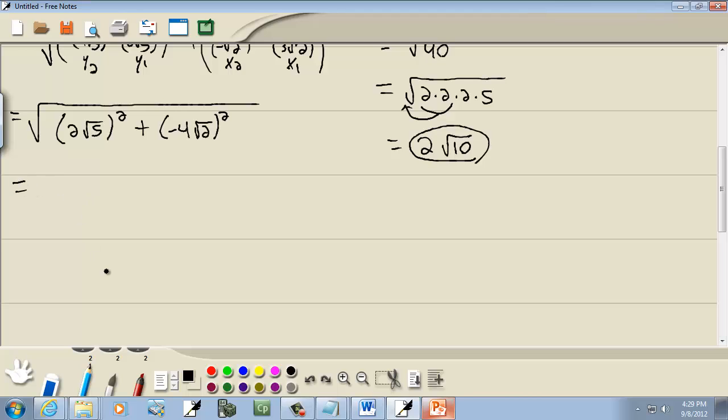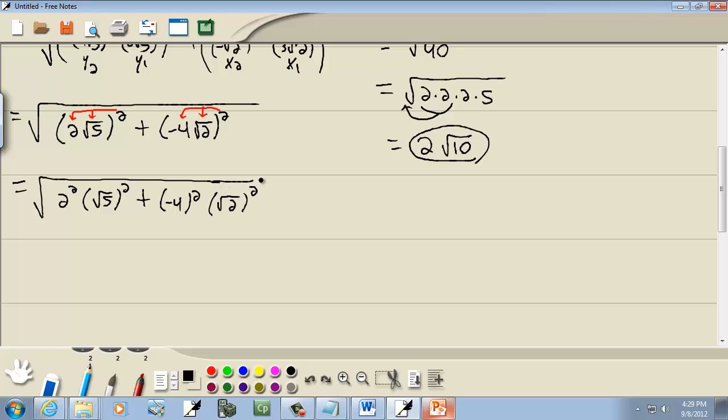Well, if you're raising something to a power and everything inside the parentheses is multiplication or division, you can take everything to that power. So I can take the 2 to the second power and the square root of 5 to the second power. Over here I can take the -4 to the second power and the square root of 2 to the second power. So that gives us 2 squared and square root of 5 squared plus -4 squared and square root of 2 squared.